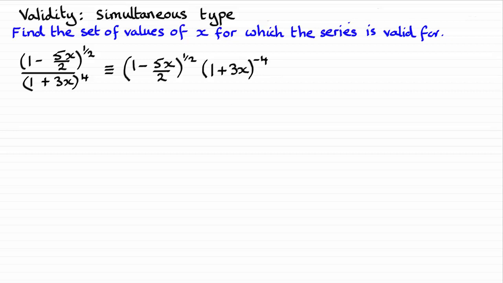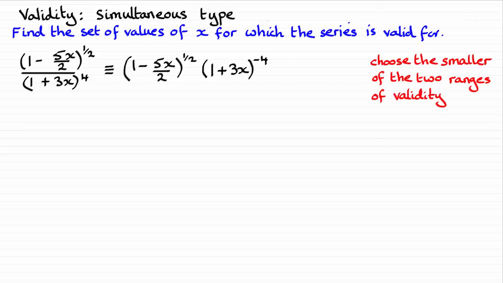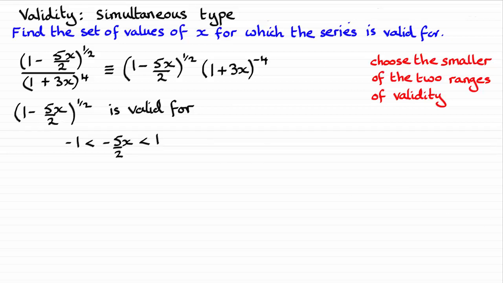So what we have to do, in order to find the set of values of x which hold for both series expansions, is to choose the smaller of the two ranges. And so when it comes to looking at the first expansion, for (1 minus 5x over 2) to the power half, what's it going to be valid for? Well, it will be when this term, minus 5x over 2, lies between minus 1 and 1. And we need to solve this for x.